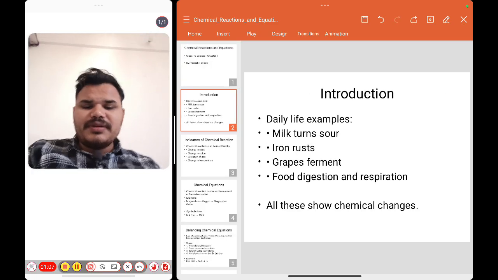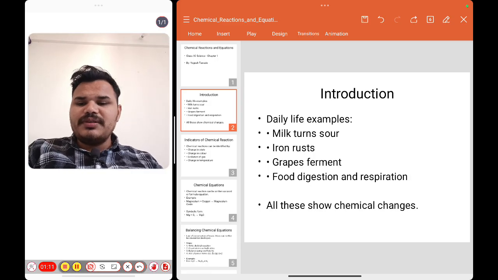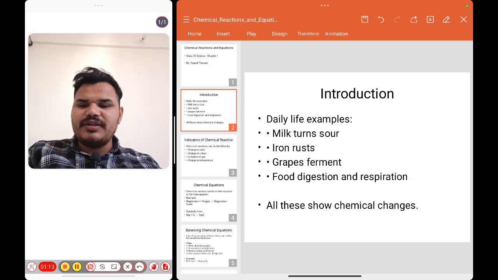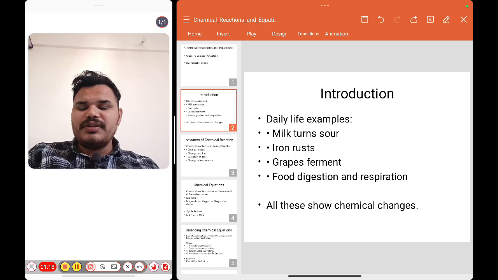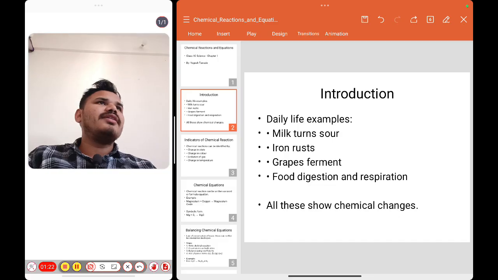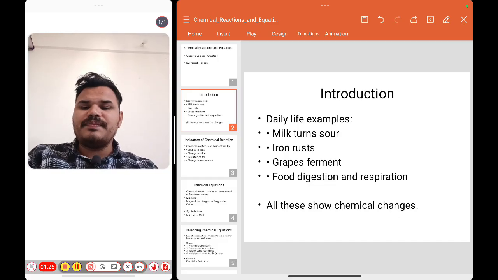So in that chapter, first of all we have to know the basic examples, as we are aware of them. For example, milk: whenever we keep milk open for a long time in sunlight or in the atmosphere, after a certain time the taste of the milk gets converted into a sour taste.